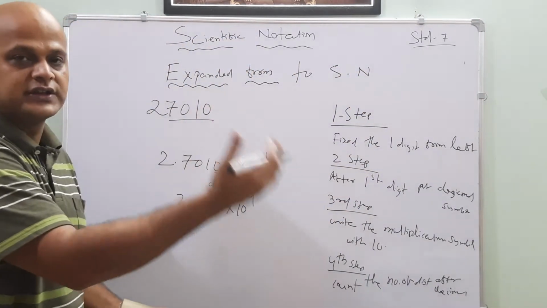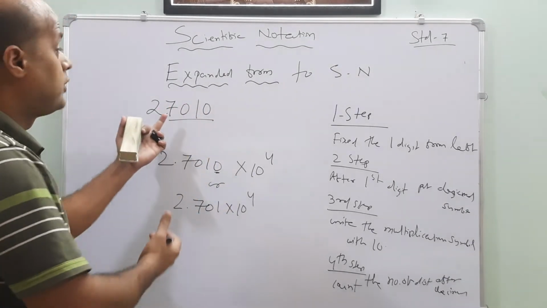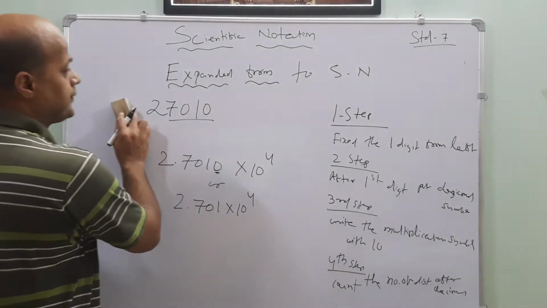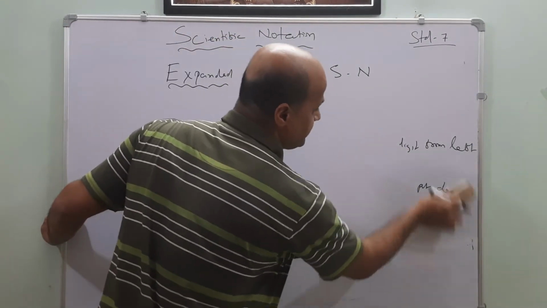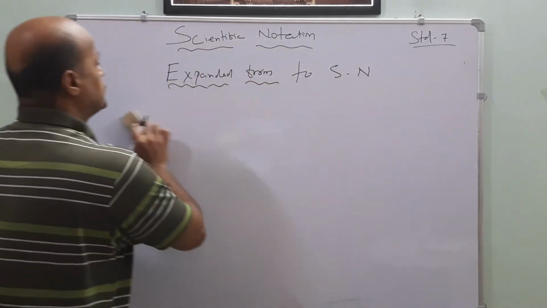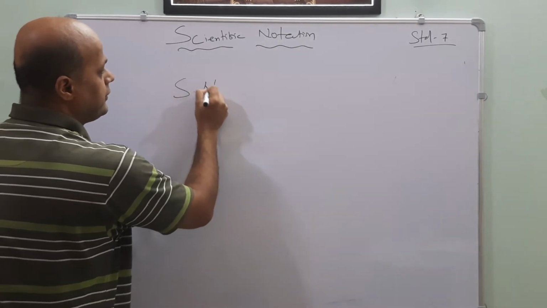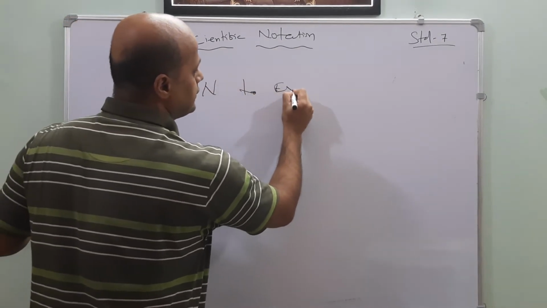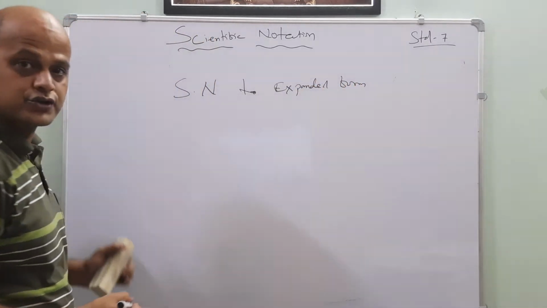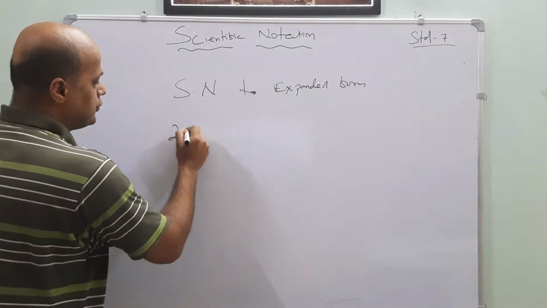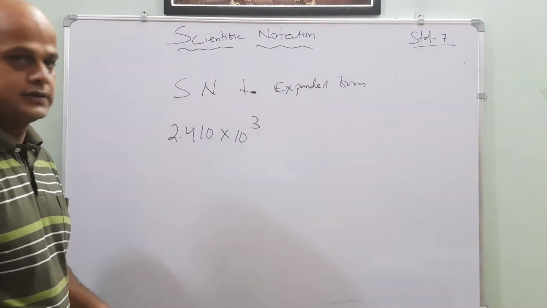Now the reverse one. How is the scientific notation converted into expanded form? Let's see. Take an example, and the steps are all changed here. It is already written, that's why I write in short form. Scientific notation to expanded form. Understood, my dear friends? Right here, example 2.410 into 10 to the power of 3. Suppose this number is there.